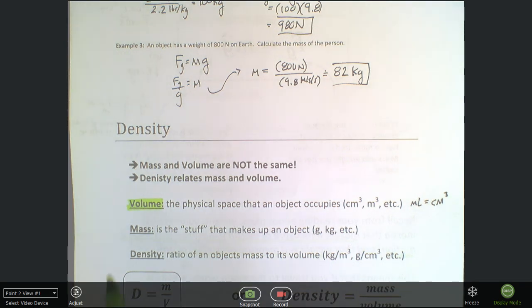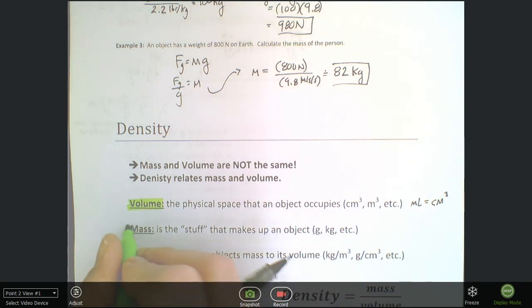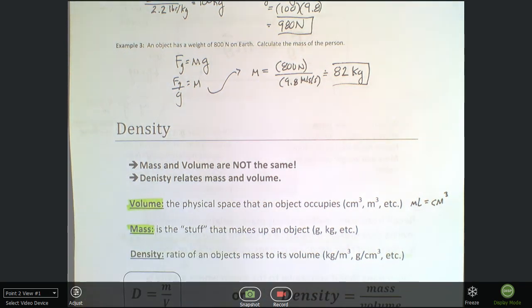Mass is the stuff that makes up an object, and it's measured in grams or kilograms. Density is a ratio of the mass to volume. So it could be kilograms per meters cubed, grams per centimeters cubed, or kilograms per millimeters cubed.